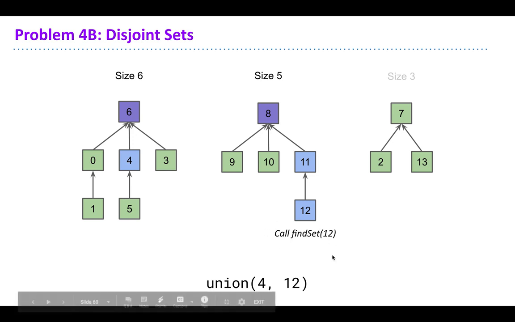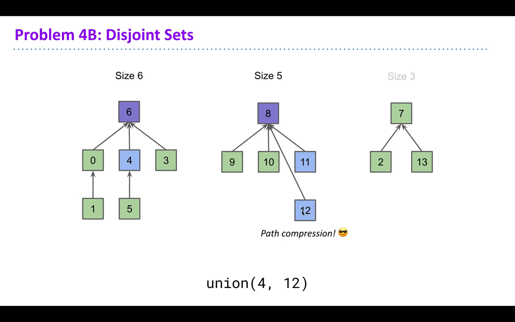But remember, we actually did call find set here, so we have to do some path compression. We're going to point this 12 now at the 8, because path compression says that everything along that path is going to point to the representative. So we path compress, point 12 to the 8. We haven't actually done the union yet, but this is just after the first find sets, because I called find set on 4 and on 12. So in the find set, you do that path compression.